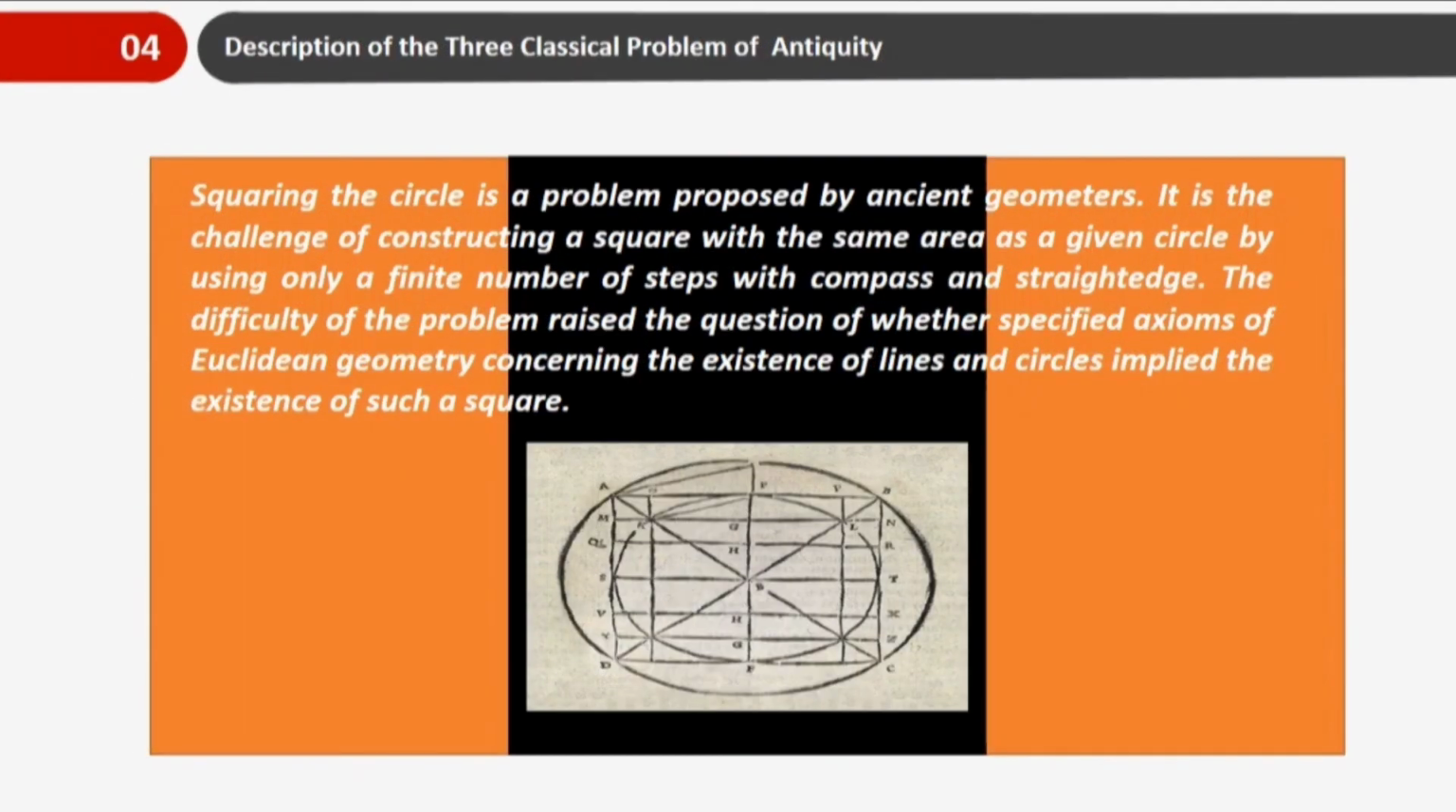The next problem is squaring a circle. Squaring a circle is a problem proposed by ancient geometers. It is the challenge of constructing a square with the same area as a given circle by using only a finite number of steps with compass and straightedge. The difficulty of the problem raised the question of whether specified axioms of Euclidean geometry concerning the existence of lines and circles implied the existence of such a square.